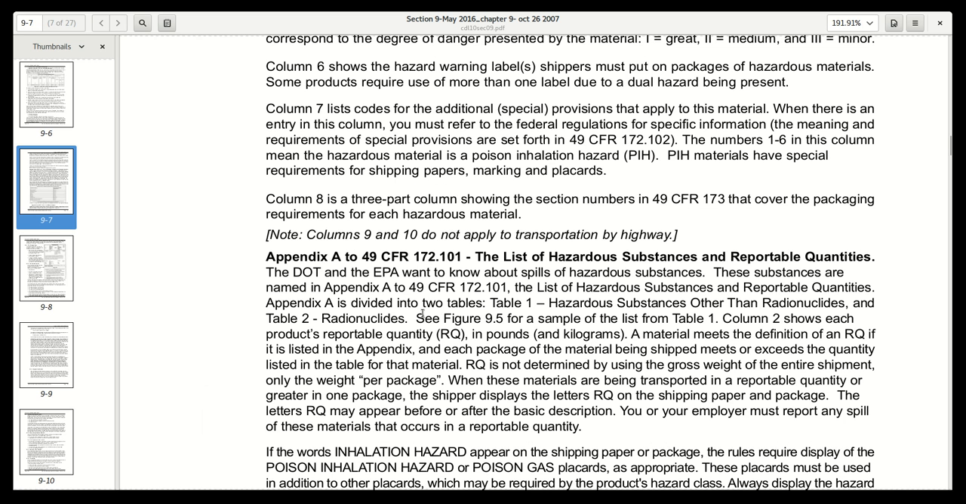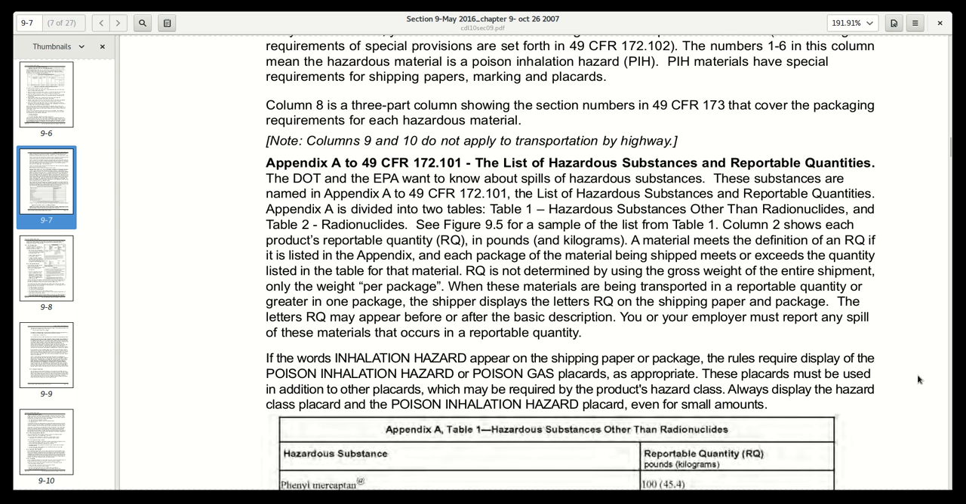172.101. The DOT and the EPA want to know about spills of hazardous substances. These substances are named in Appendix A to 49 CFR 172.101, the list of hazardous substances and reportable quantities. Appendix A is divided into two tables. Table 1, the hazardous substances other than radionuclides, and Table 2, radionuclides. So they're divided according to whether they're radionuclides.